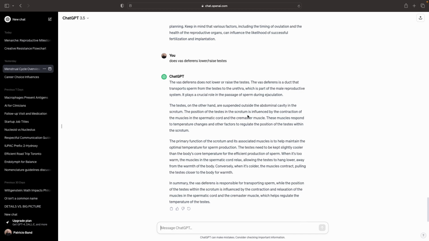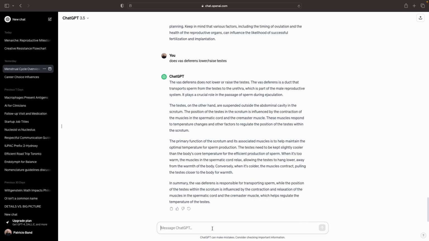Testes, on the other hand, are suspended outside the abdominal cavity. The position of the testes in the scrotum is influenced by the contraction of muscles in the spermatic cord. These muscles, and the cremaster muscle, respond to temperature changes and other factors to help maintain optimal temperature for sperm production. The testes need to be kept slightly cooler than the body's core temperature for the efficient production of sperm. When it's too warm, the muscles in the spermatic cord relax, allowing the testes to hang lower, away from the warmth of the body. Conversely, when it's colder.